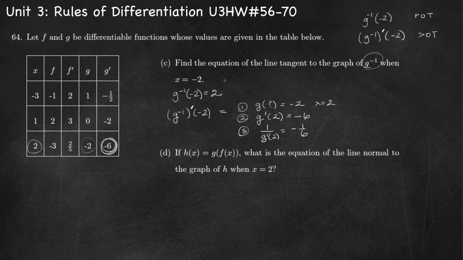Okay, so now I have the point of tangency is -2, 2. So my point, -2, 2. And then the slope of my tangent line, -1/6. So my equation would be y minus 2 equals -1/6 times x plus 2.